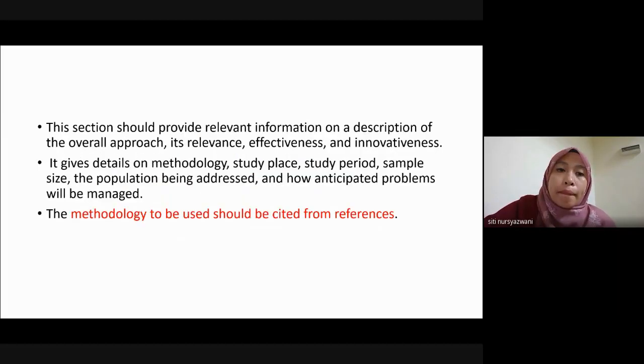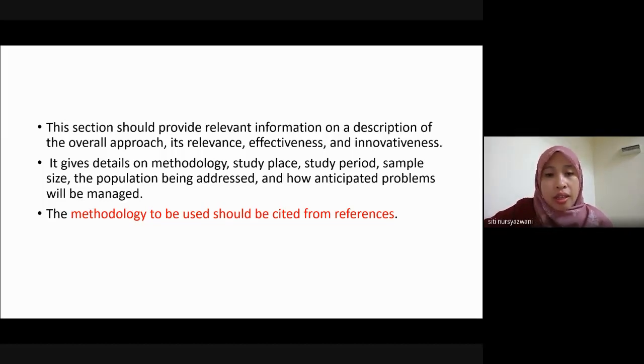Okay, this section also should provide relevant information on description of overall approach, its relevance, effectiveness and innovativeness. And it gives details on method. Okay, so dalam method tu perlu ada study place, study period, sample size, so mesti detail and precise. So the population being addressed and how anticipated problem will be managed.